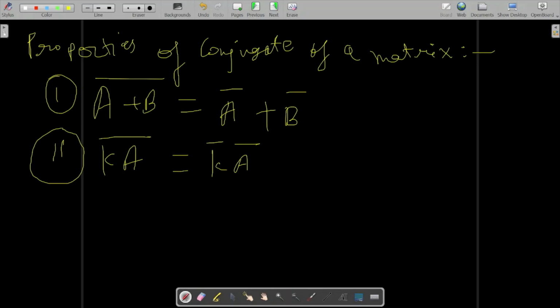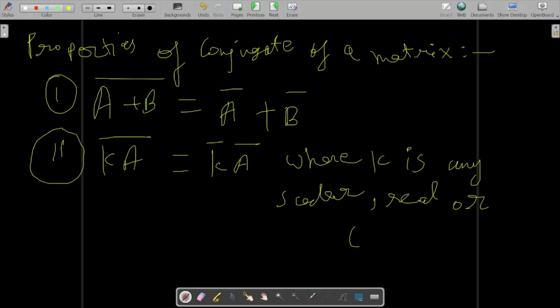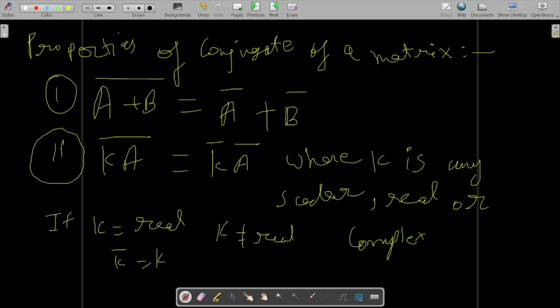Second property: k A whole bar is k bar A bar, where k is any scalar, whether real or complex. If k is real, then k bar will be equal to k. But if k is not real, then k bar will not be equal to k.